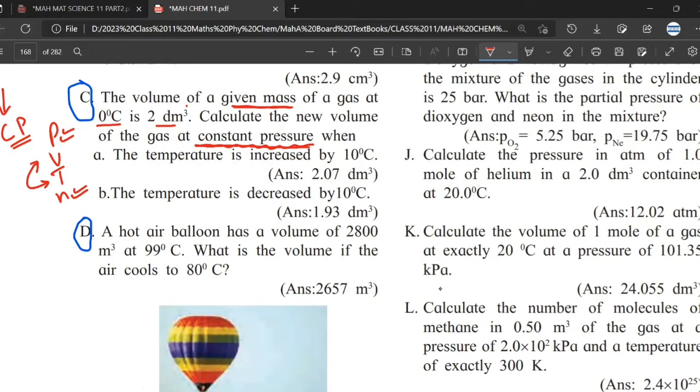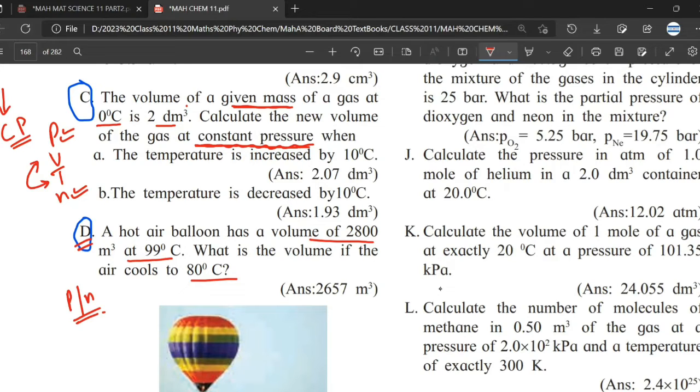Then at times you will have to make some assumptions also. For example, if you see D part, hot air balloon has a volume of 2800 at 99 degrees Celsius. What is the volume if the air cools to 80 degrees Celsius? Now they are not saying anything about the pressure or the number of moles. But because no other information is given, I'll have to assume that Charles law would be applicable here. Have you understood what I've said?